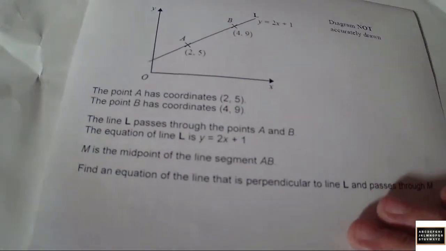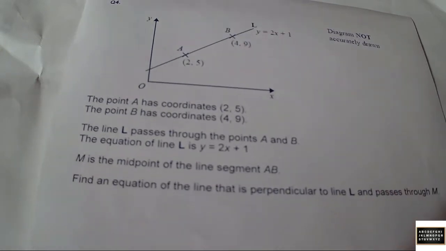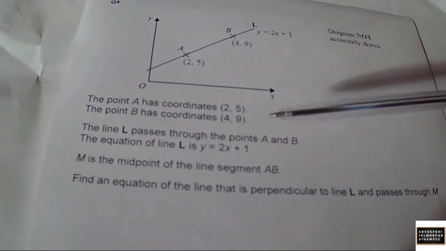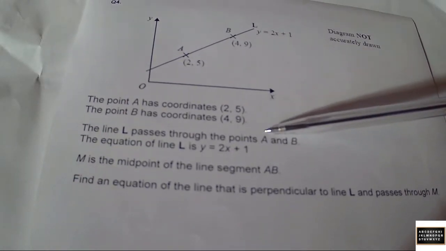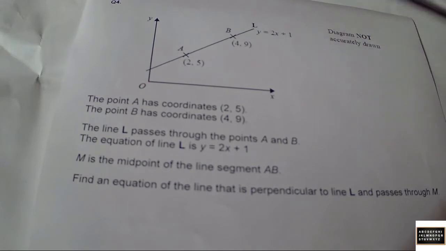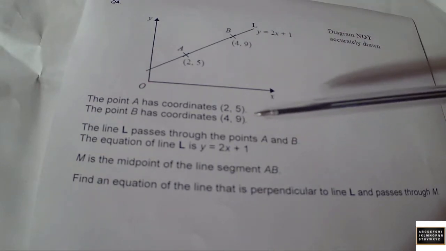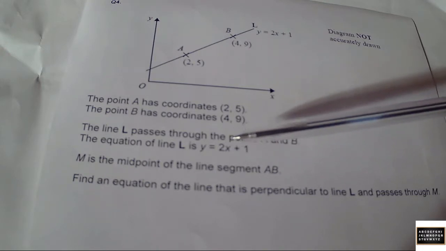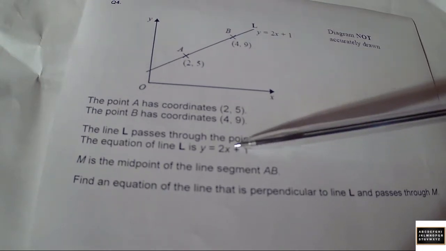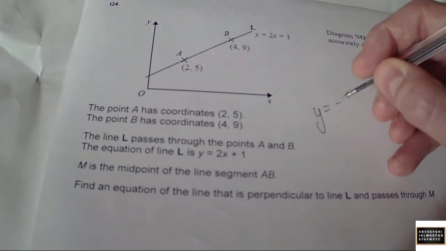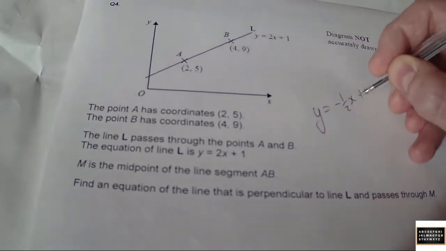Question 4. This one here is slightly more strung out. So it's talking about, again, 2 points. M is the midpoint. Equation of a line. Points. So again, lots of stuff going on. Find an equation of a line that's perpendicular. So again, let's find the gradient, which is 2 here. So the gradient of the perpendicular will be minus 1 over 2, minus a half.